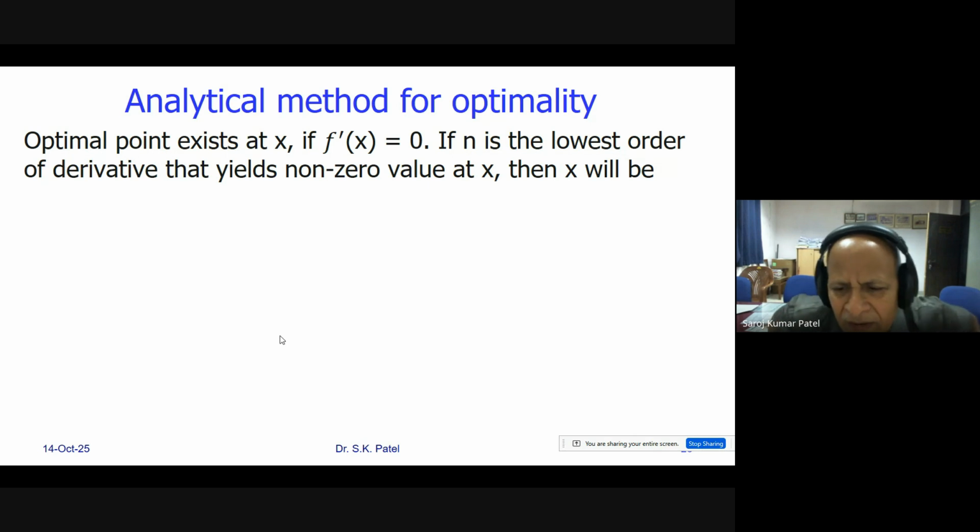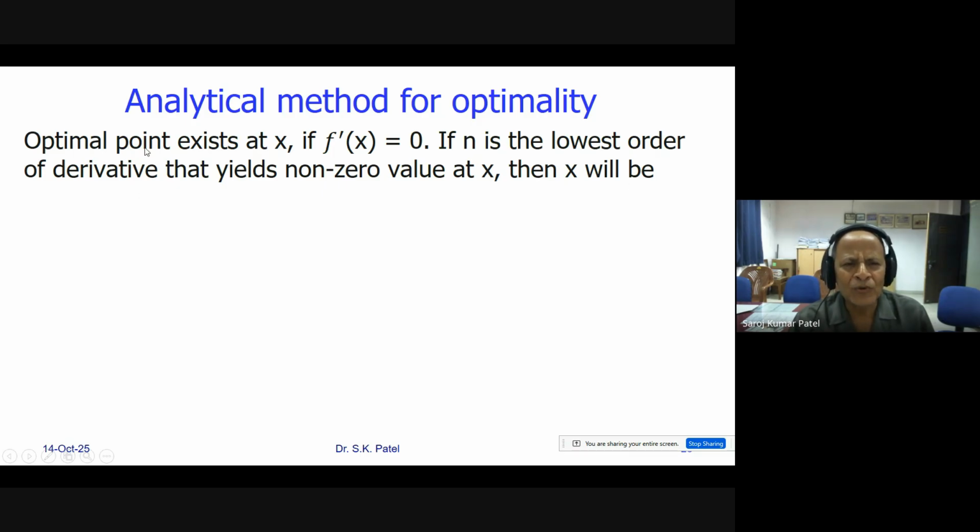Now let us start our single variable optimization methods. Let us start with the most fundamental method, that is the analytical method for optimality, where you will get a 100% accurate result. And it is always advisable that we always try to solve it by this method. If not possible, then only we'll go to the numerical method, which is an approximate and iterative method. So this method can be stated like this.